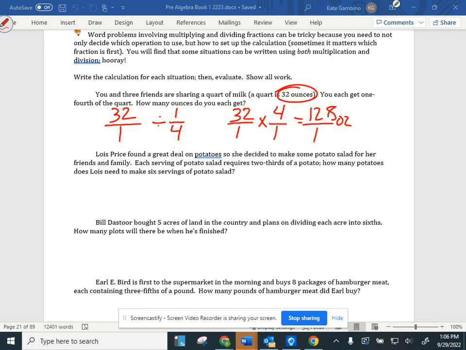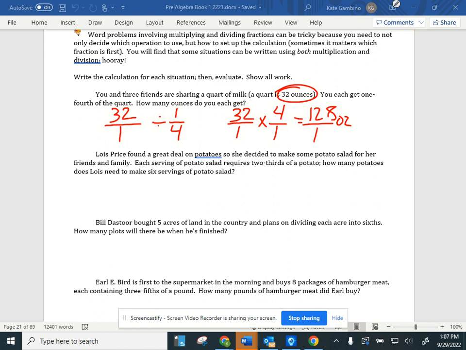Can that work? No, because now we ended up with way more milk than what I started with. And I hear that word divide. I want to divide up my milk, but I'm putting it into fourths. You each get 1/4 of a quart. So when we're working with those fractions, it changes it up.